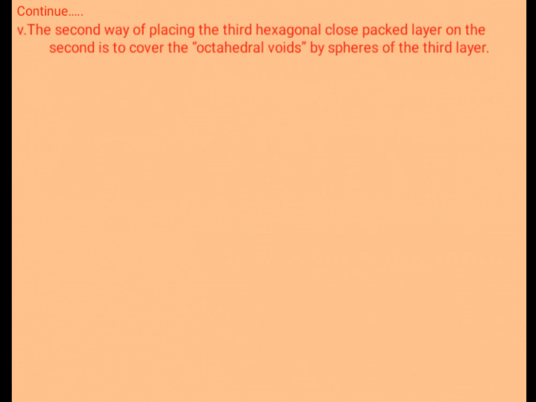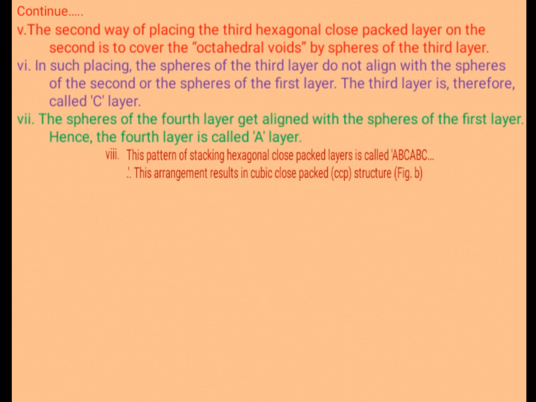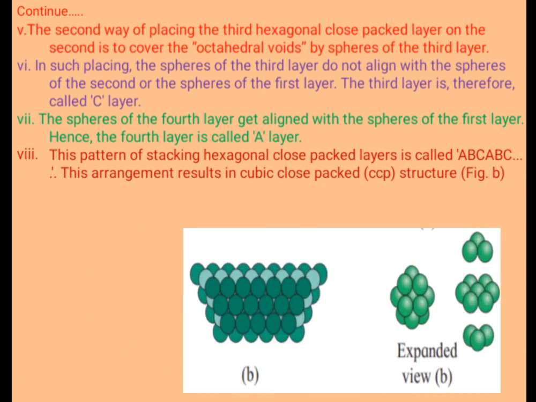The second way of placing the third layer on the hexagonal close packed layers is to cover the octahedral voids by the spheres of the third layer. That means the spheres of the third layer are placed over the octahedral voids, and then we obtain another type of arrangement. At this time the first, second and third layers are not aligned horizontally as well as vertically. These three layers are different from each other. The first layer is A type, second is B type and third is C type.